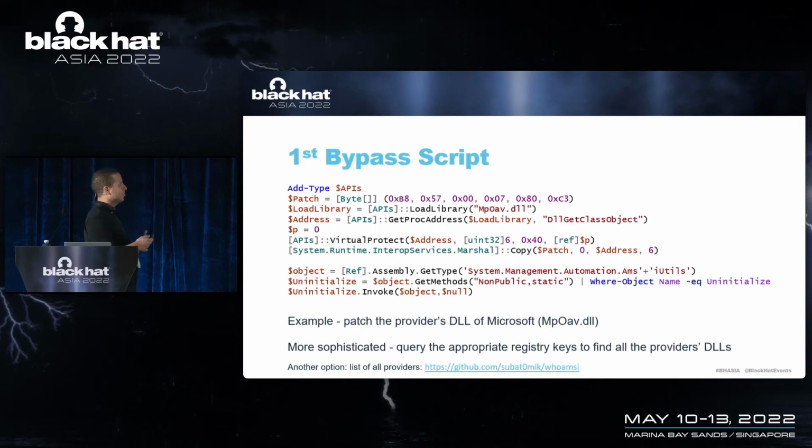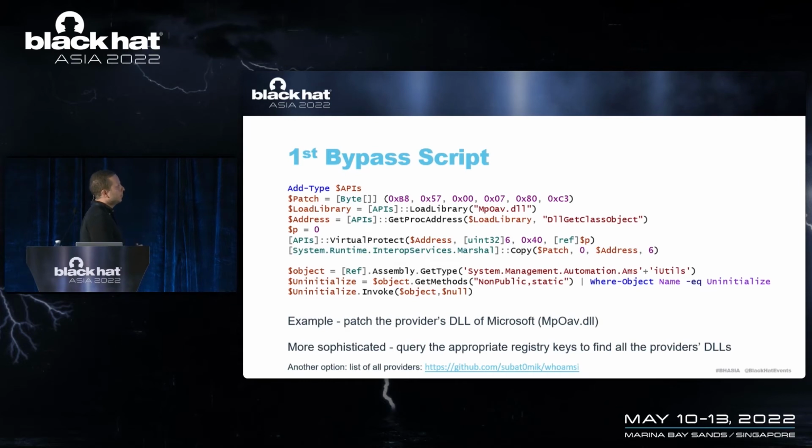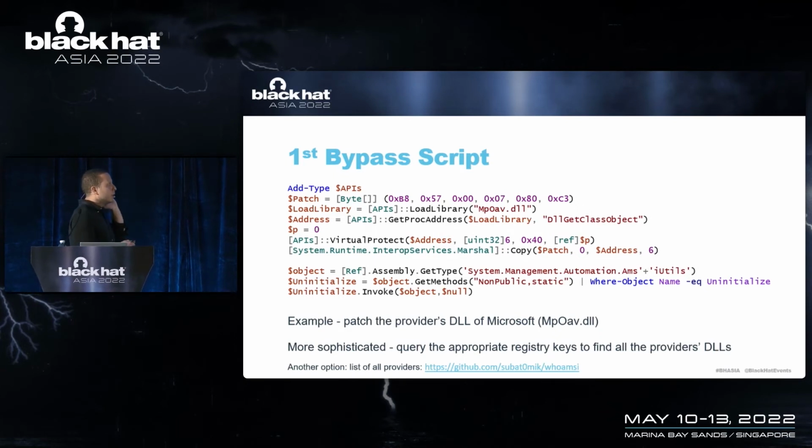After all the preparations, after all the slides, we can finally hit the final bypass script. This is the first bypass script. We're going to use Add-Type in order to call Windows APIs, very much like the AmsiScanBuffer technique that we've seen. Then we're going to get a handle to the provider DLL, which is MpOav in the case of Microsoft Defender.